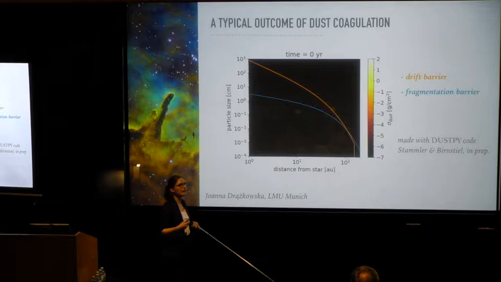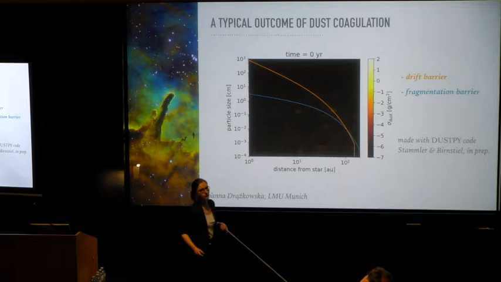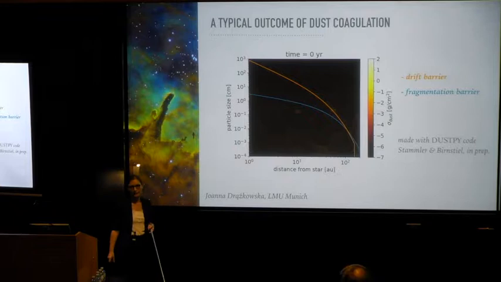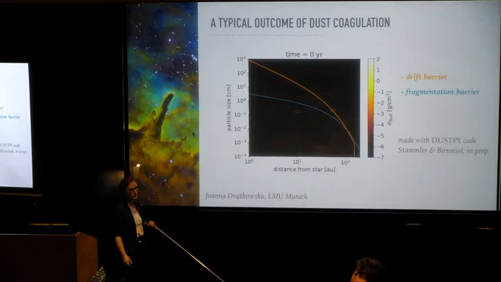So there are two major problems. One is the fragmentation barrier, which basically has to do with the fact that the larger the dust grains grow, the faster the collisions become. And from laboratory experiments, we expect that there is some sort of maximum impact velocity for which the collisions cannot lead to sticking anymore. And here, I assume this is 10 meters per second.